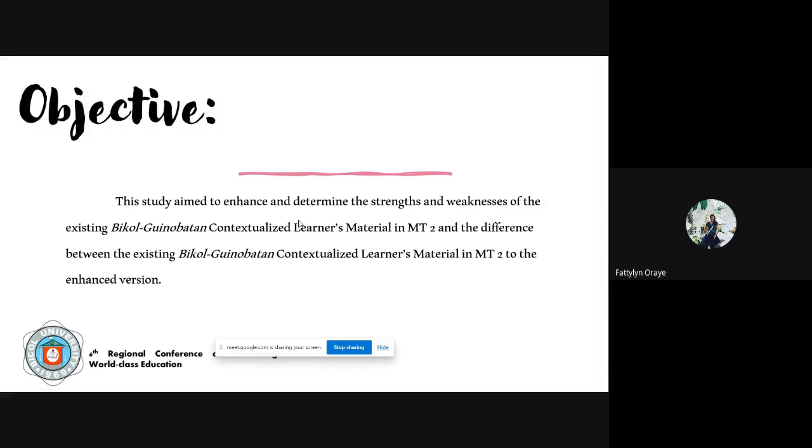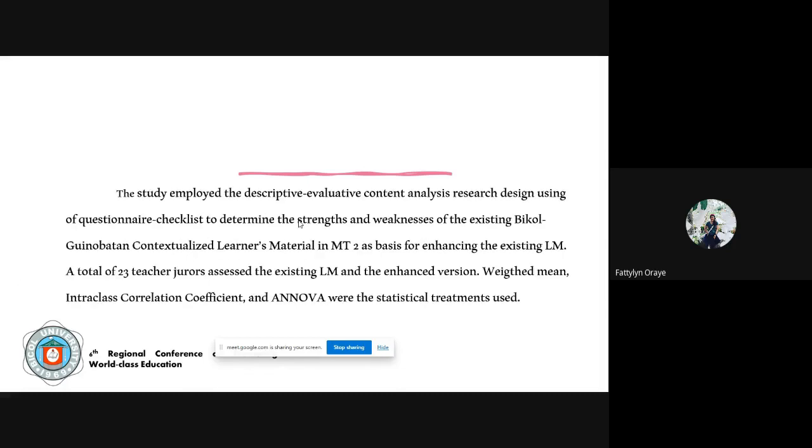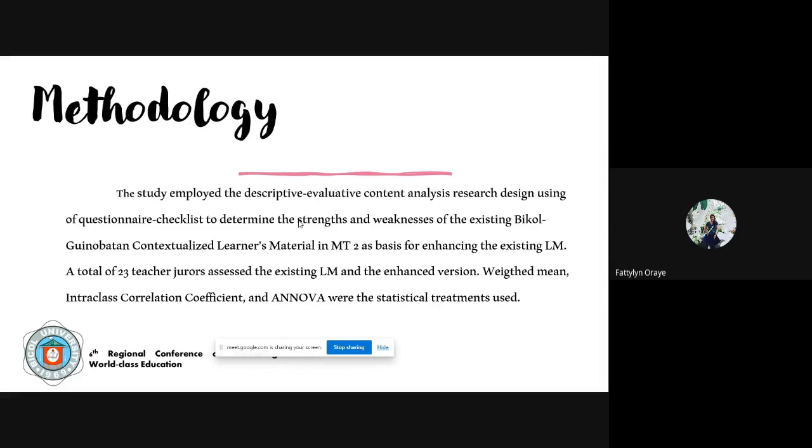The study aimed to enhance and determine the strengths and weaknesses of the existing Bikol Guinobatan contextualized learner's material in Mother Tongue 2 and the difference between the existing and the enhanced version. The study employed the descriptive evaluative content analysis research design using the questionnaire checklist to determine the strengths and weaknesses of the existing material as basis for enhancing. A total of 23 teacher jurors assessed the existing LM and the enhanced version. Weighted mean, interclass correlation coefficient, and ANOVA were the statistical treatments used.